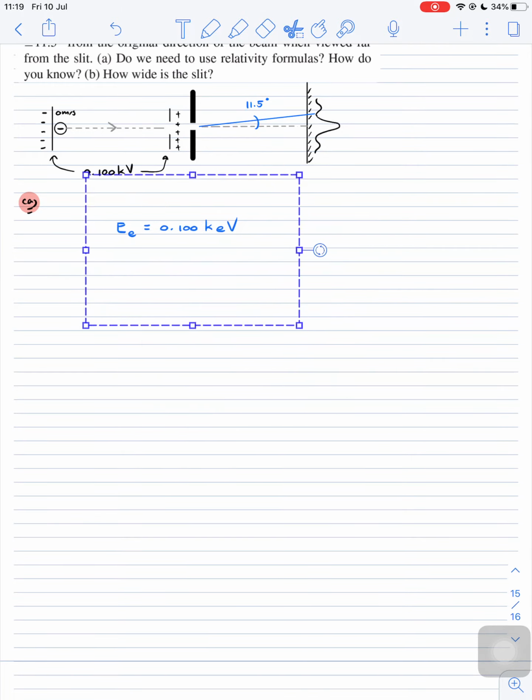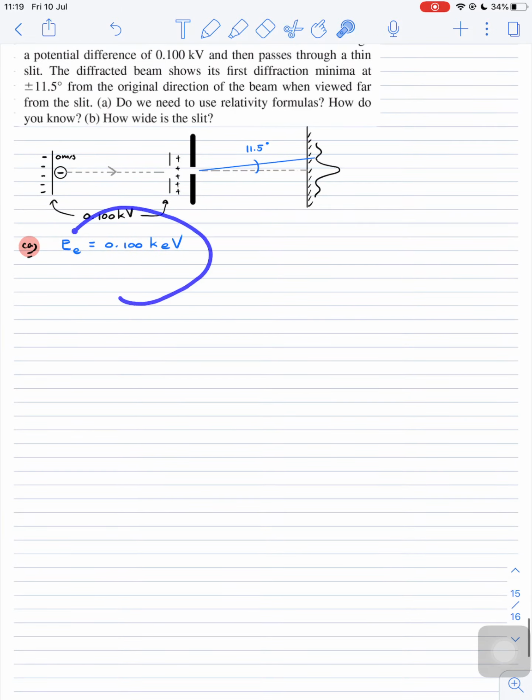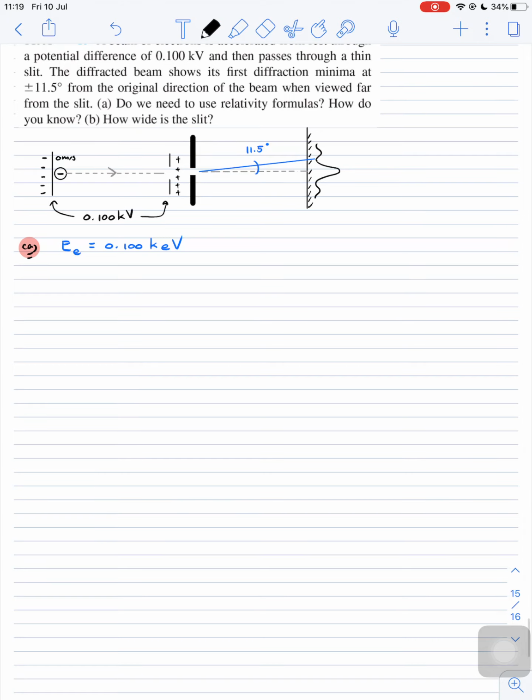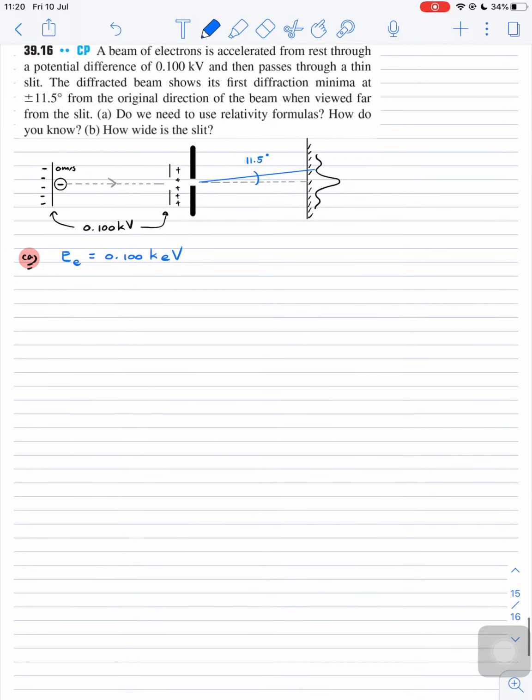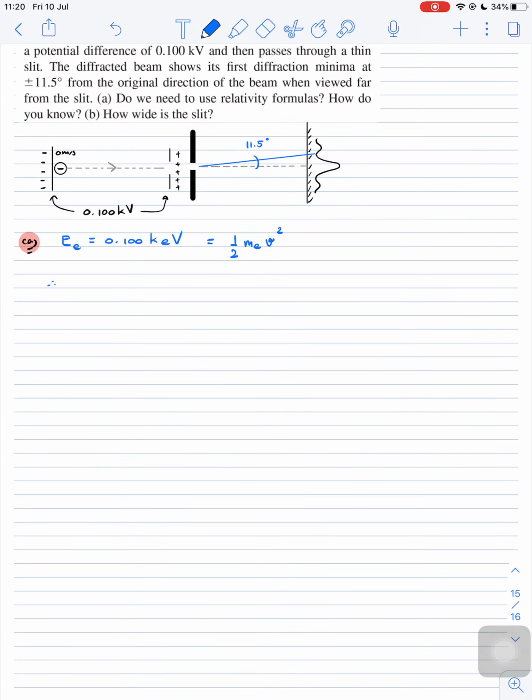We said that the energy of the electron is equal to this one after passing this plate. Now the energy of the electron is equal to 1/2 times the mass of the electron times the speed squared. So the speed of the electron is going to be equal to the square root of 2 times 0.100 kilo electron volts over the mass of the electron.